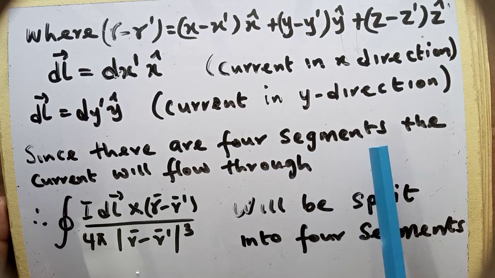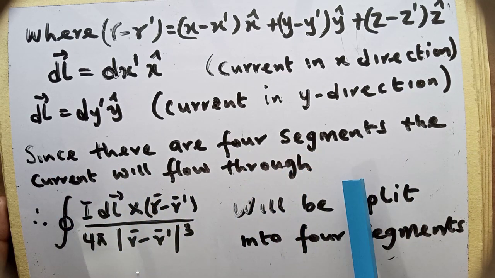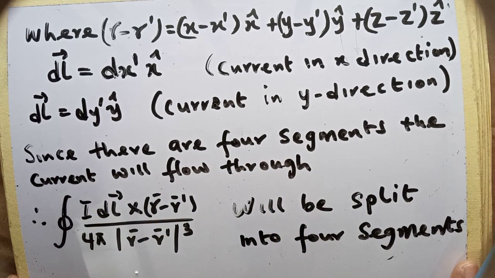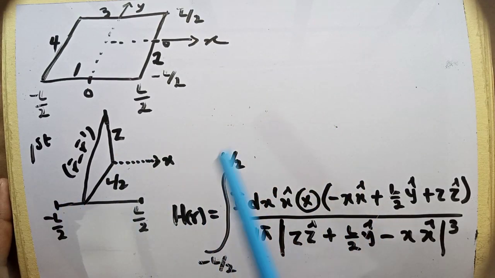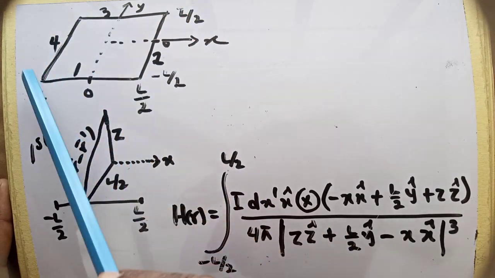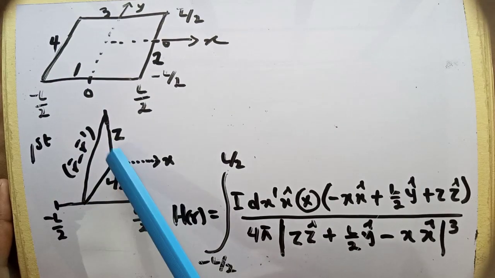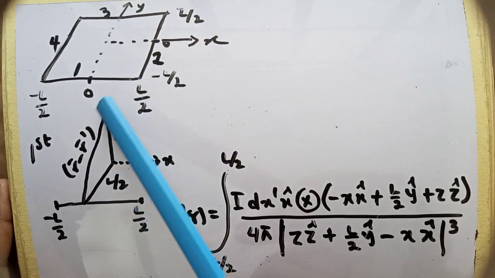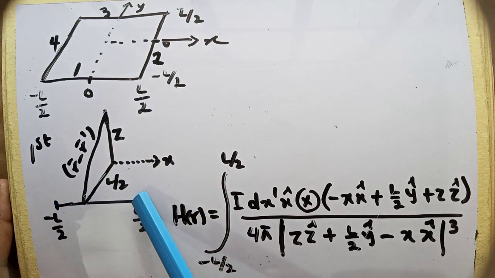Since there are 4 segments the current will flow through, that means this expression will be split into 4 segments. From this diagram, we can see that the square loop has 4 segments. This one, 2, 3, and 4. So if we consider the first segment, which is this point that we're interested in, this is our r, and this is the length along the y-axis. This is the length of the conductor which current is flowing through.